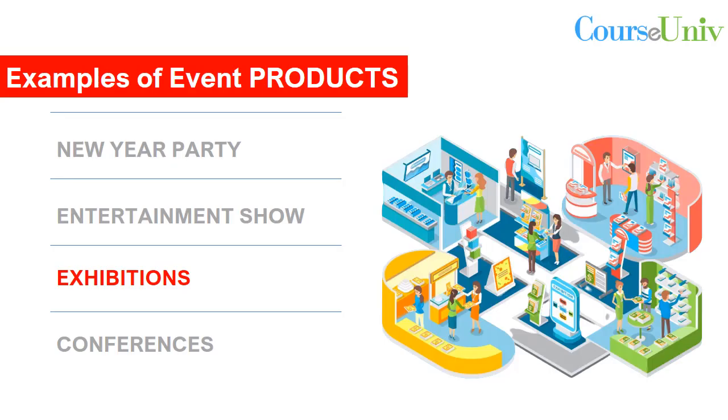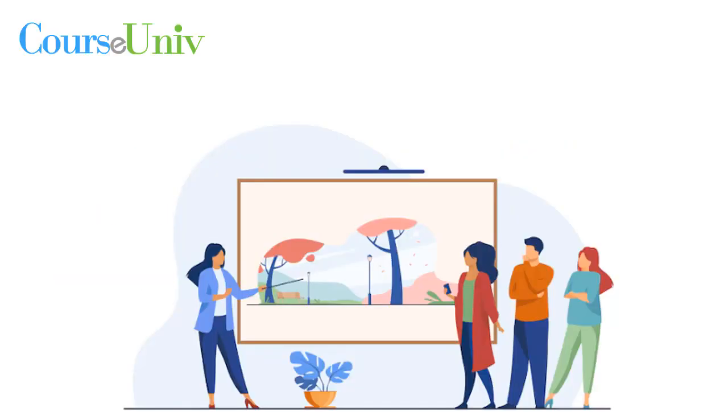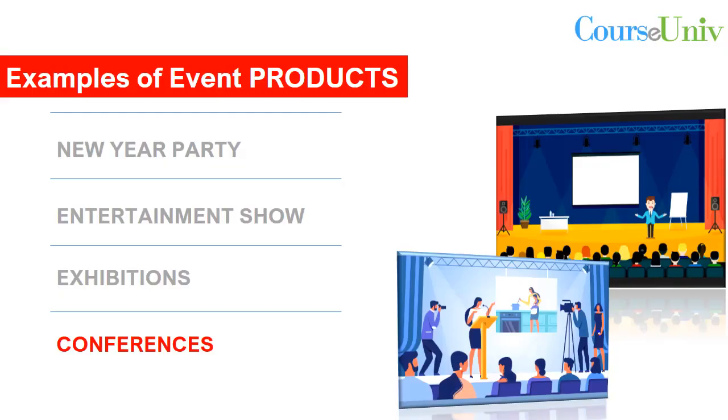Exhibitions are also a very good product to sell. Nowadays, there are a lot of industry-specific exhibitions happening, for example real estate exhibitions, jewelry exhibitions, education exhibitions and so on. So you can design your own exhibition, reach out to the clients, sell the space and make money out of that. Another example could be conferences, wherein you are booking the venue, designing a conference, inviting the speakers and selling it to the delegates. So these are all different examples of products.